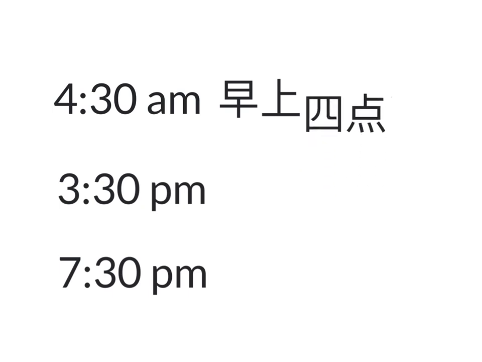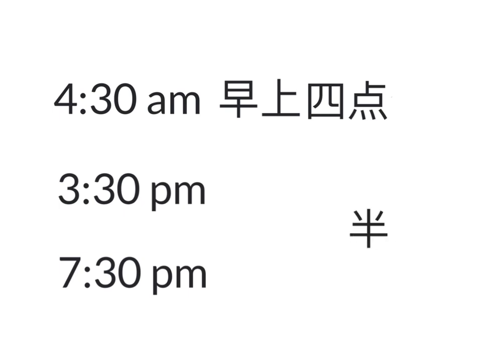Obviously, 4:30 a.m. is in the morning. So, the first one that we should put there is the word 早上. After 早上, we know it's 4 o'clock, so we would put there 4点. Okay, so 早上4点. And then since it's only 30 minutes, we just put the Chinese character 半, and we already have the time. 早上4点半.